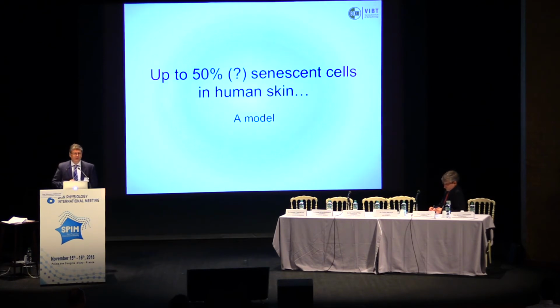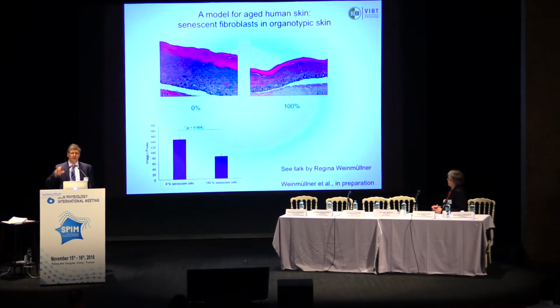So what did we do in terms of skin aging? We know, and that might be questioned, that there are papers claiming that there are up to 50% of senescent cells in human geriatric skin. So we tried to model this situation by generating 3D full thickness skin equivalents where we mix senescent fibroblasts into the collagen matrix and then seed the keratinocytes on top and have them differentiate.